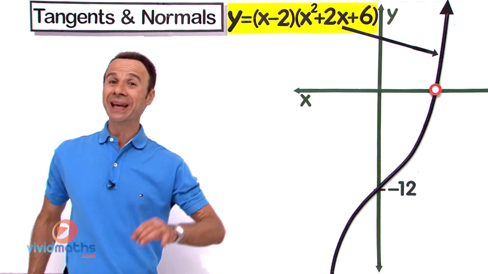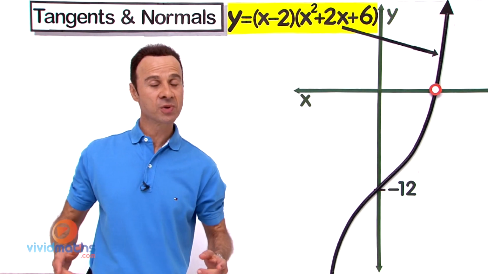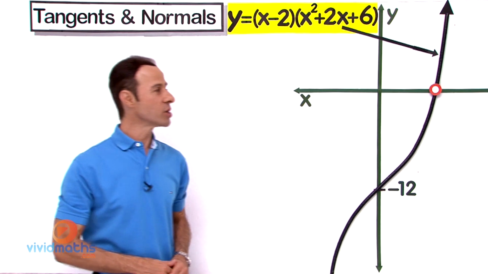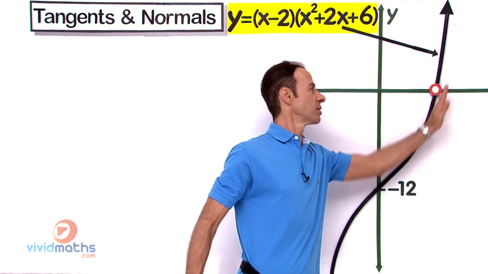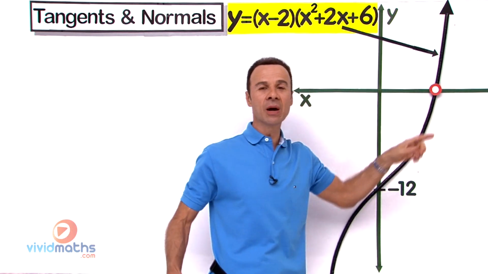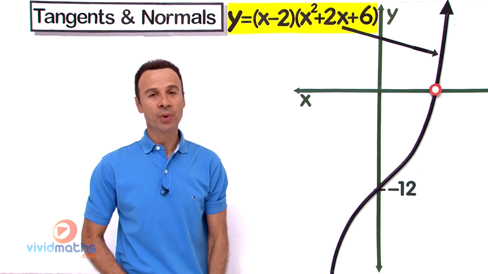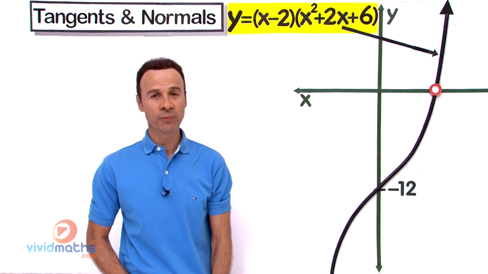Okay, today we're talking tangents, and our mission and our objective is to find the equation of the tangent that goes right there, touching at that point. Now, we don't know what that point is, but we do have a clue on how to find that point.